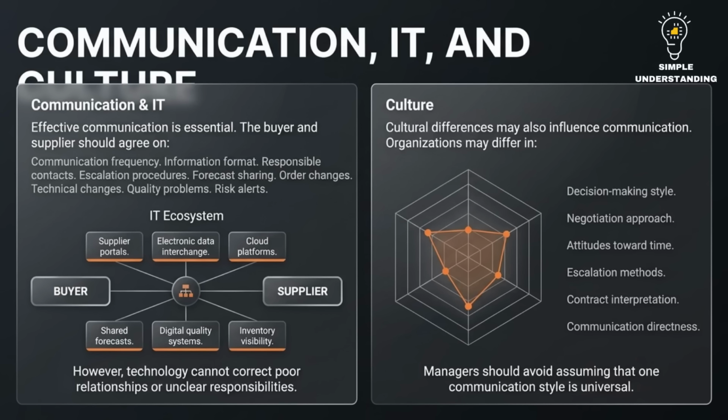Effective communication is essential. The buyer and supplier should agree on communication frequency, information format, responsible contacts, escalation procedures, forecast sharing, order changes, technical changes, quality problems, risk alerts. Information technology can support collaboration through supplier portals, electronic data interchange, cloud platforms, shared forecasts, digital quality systems, inventory visibility. However, technology cannot correct poor relationships or unclear responsibilities.